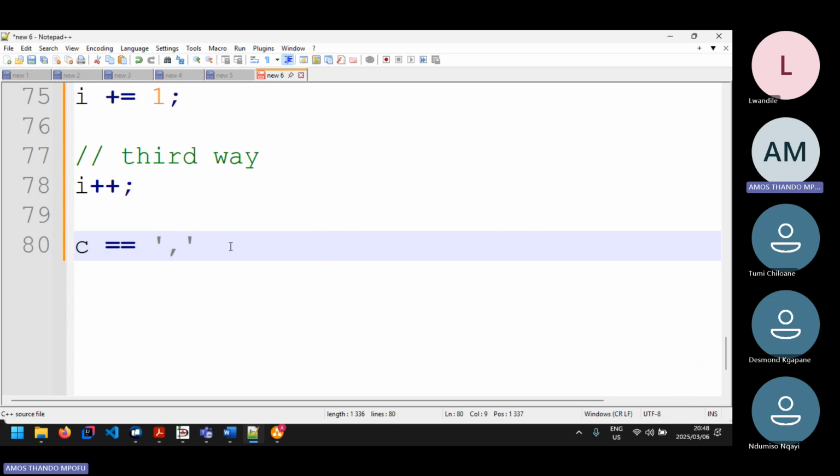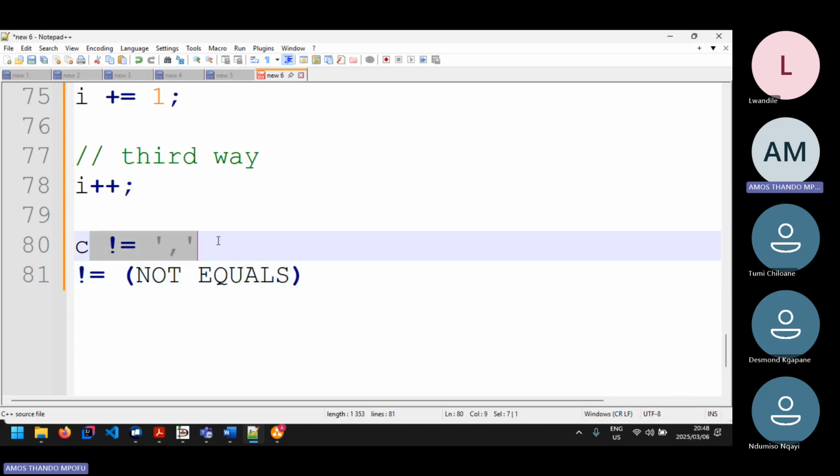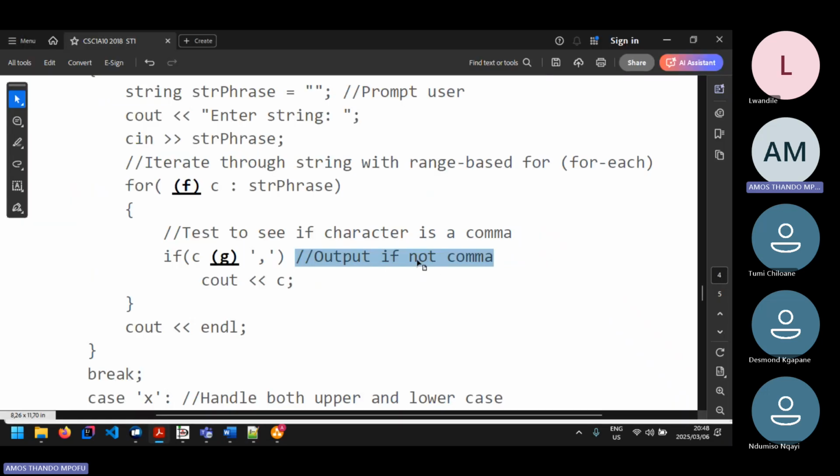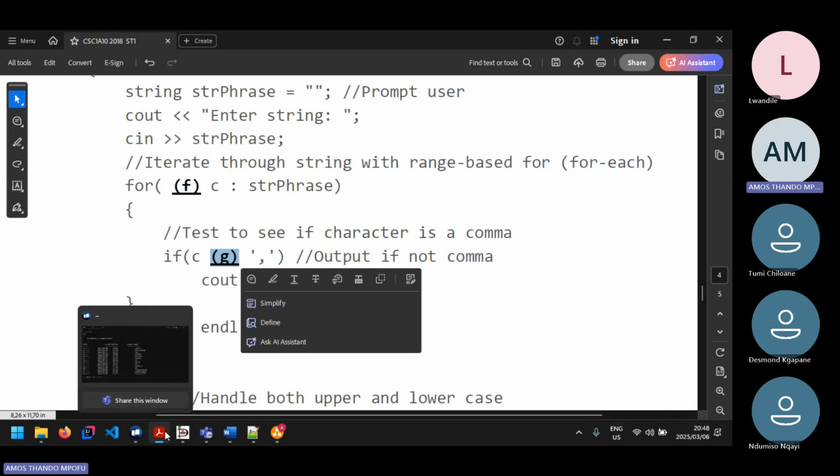So not equals is just not equals, right? How do you write not equals in C++? It's an exclamation mark and an equal sign. This means not equals, because we are not looking for a comma. So I'm going to use not equals. They said output everything if it's not a comma, meaning not equal to a comma, then output it. So G, what's missing there, is not equals.